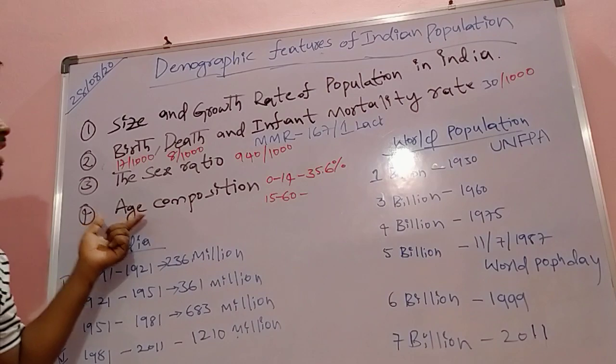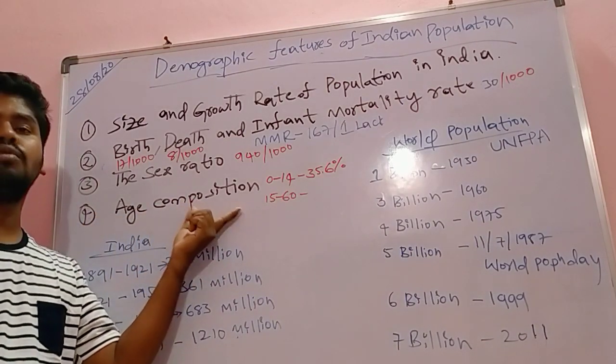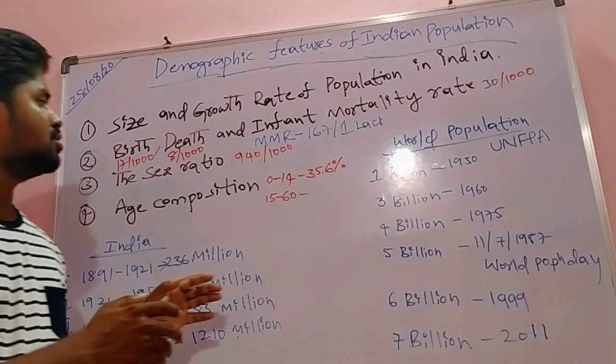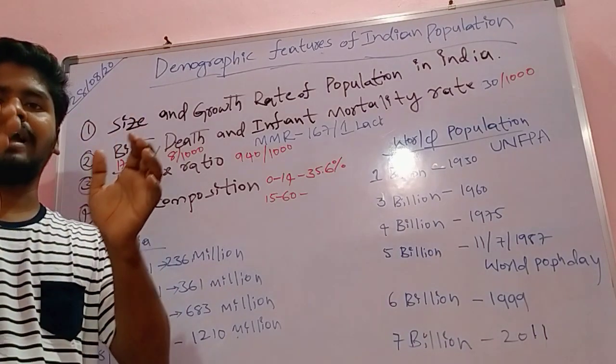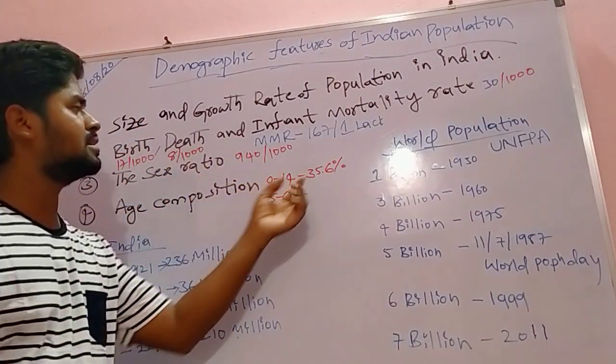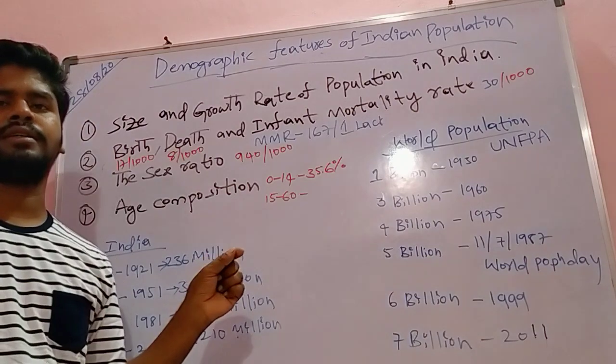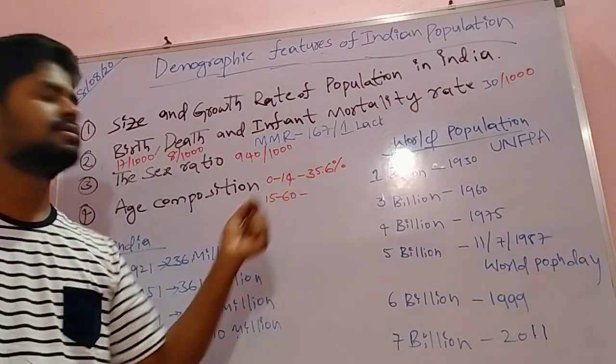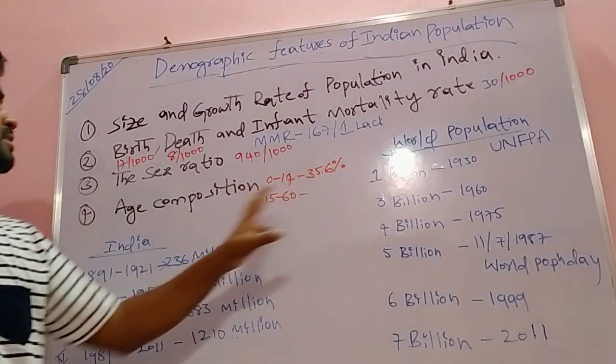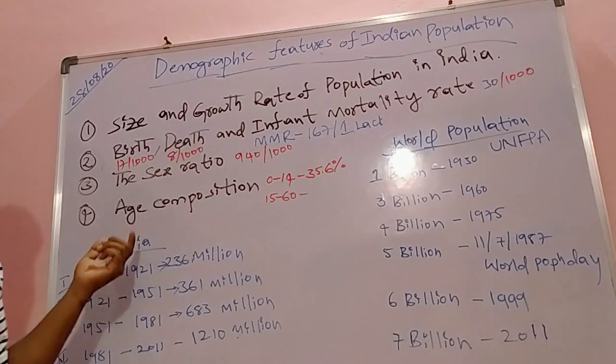And so the sex ratio should be equal. Next, age composition. This is the most important factor. Age composition means the people in the age group 0 to 14 years, which is 35.6% of the age composition in India.